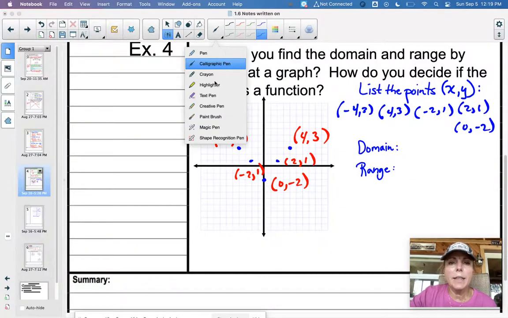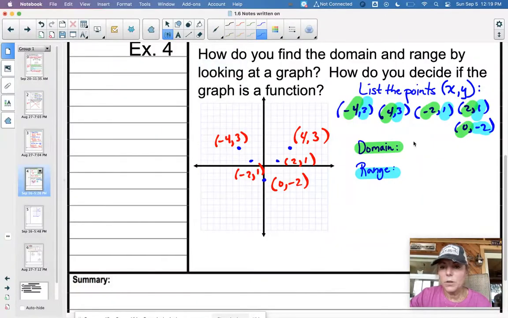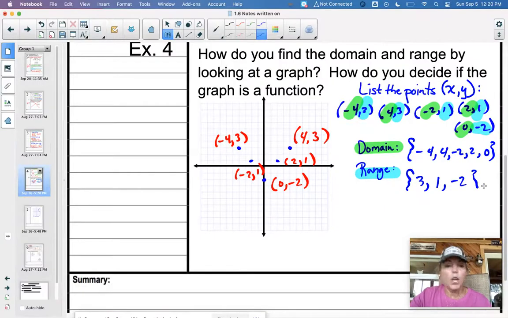So I'm going to highlight something. The domain are our X's, and the range are the Y's. So the domain is -4, 4, -2, 2, and 0. And the range is going to be 3, 1, and -2. Notice I did not write the range 3, 3.